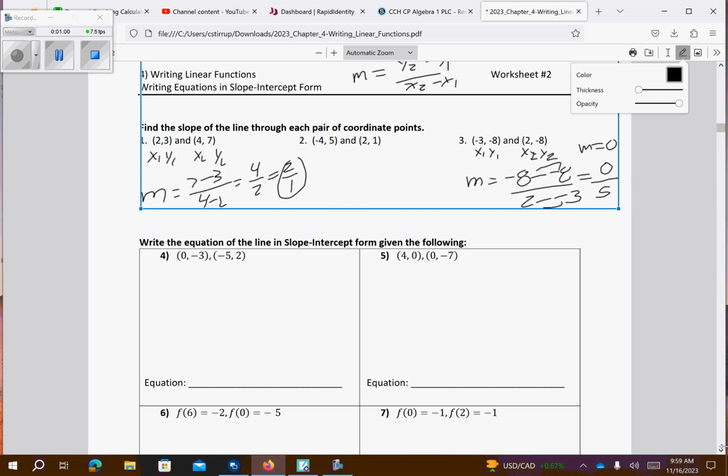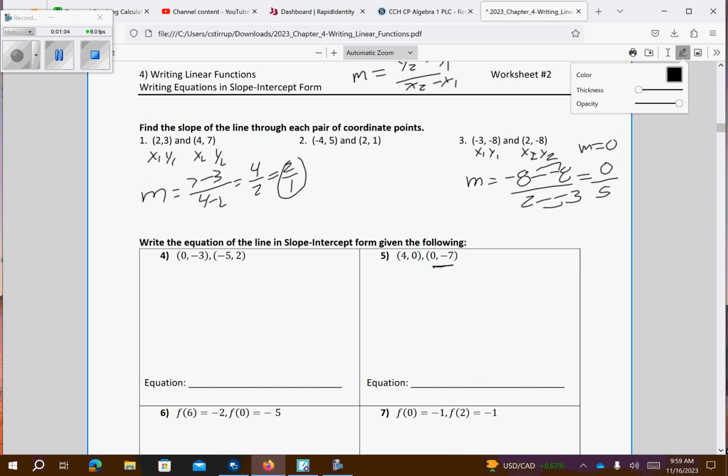Number 5, we want slope-intercept form of the points. So realize this is the y-intercept, so my b value is negative 7. But I have to find the slope first as well, x1, y1, x2, y2. So my slope is going to be negative 7 minus 0 over 0 minus 4, which is going to give me negative 7 over negative 4, which is 7 over 4. So we know my b value, so y equals, my slope is 7 over 4 x minus 7.